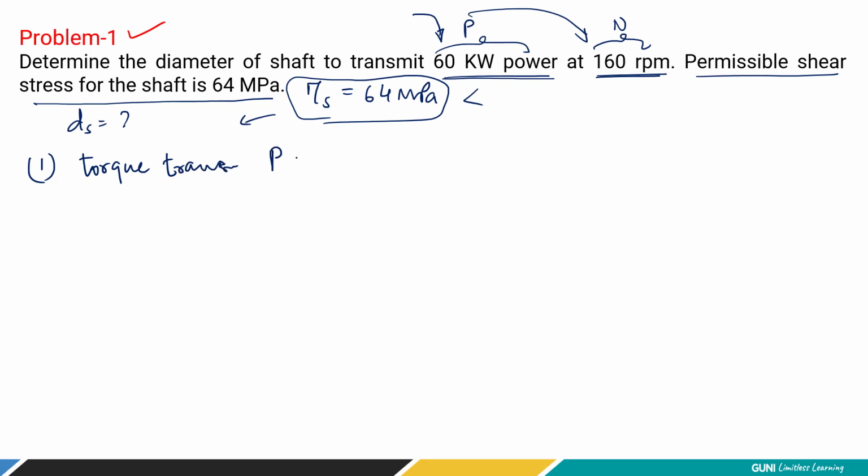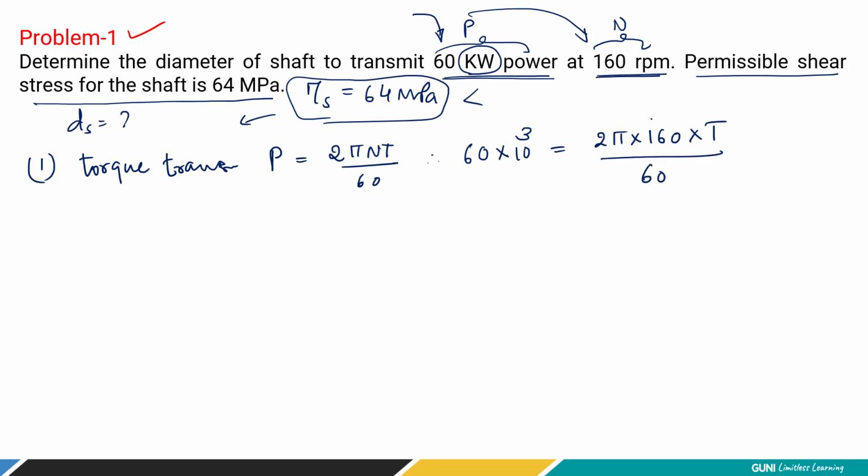So that comes from P is equal to 2 pi NT divided by 60, right? So power is given in kilowatt, 60 kilowatt. So I am going to write 60 into 10 raised to 3 to remove the kilo. Then 2 pi N. N is given, how much is it? 160. And the torque we have to find out, divided by 60. So converting the speed into radian per second.